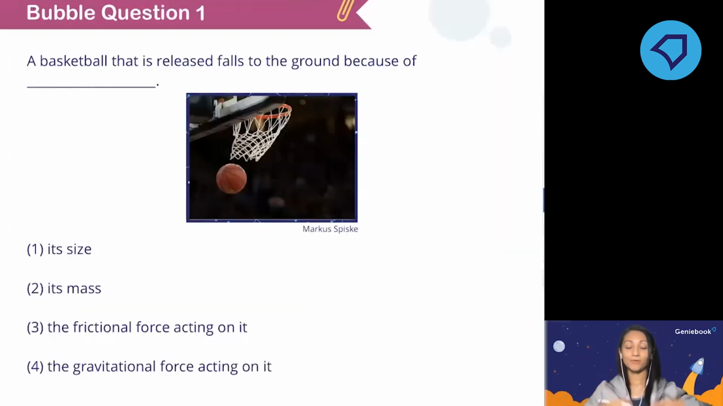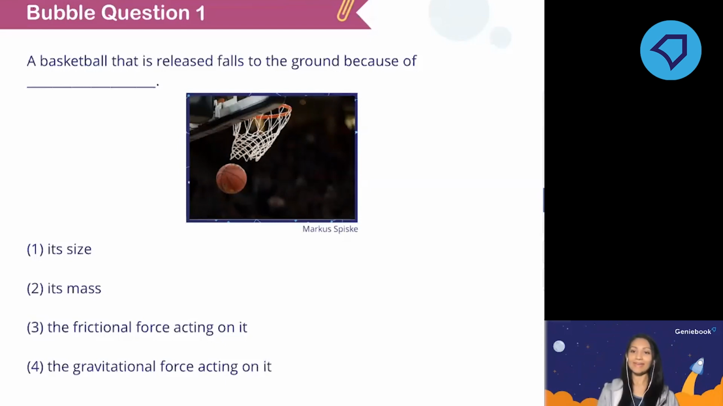So we're already starting with the bubble question. A basketball that is released falls to the ground because, oh my goodness, this is so simple. This is too easy. Do I even have to explain this? I guess not. So I'm going to release. This is only 30 seconds. The only issue I can foresee is that some of you say, teacher, I misclicked. Teacher, I didn't have time to click. So get ready. 3, 2, 1, launch.